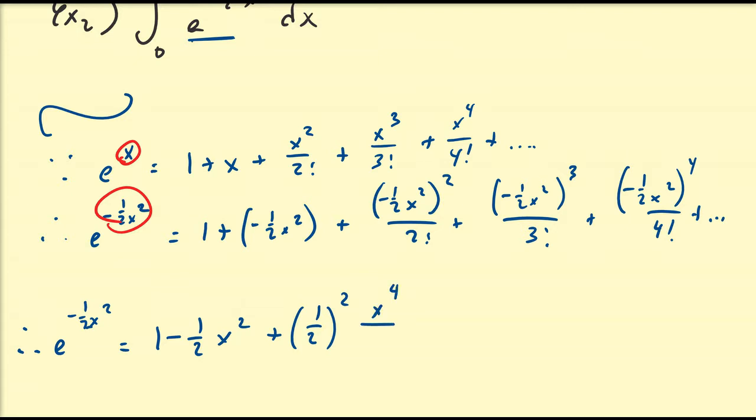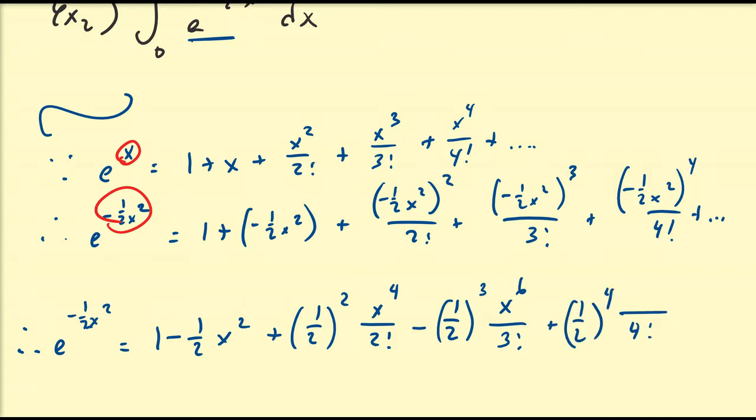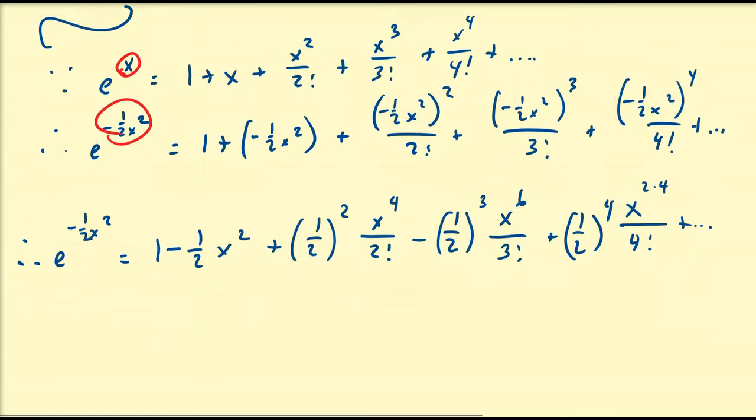It's going to be x to the 4 over 2 factorial. When you cube a negative, it's going to be negative, so we're going to have negative 1/2 cubed x to the 6th over 3 factorial. Take a negative number, raise it to the 4th, it's going to be positive, so we're going to have positive 1/2 to the 4th. So we have 4 factorial, and x to the 2 times 4, plus or minus, and so on.